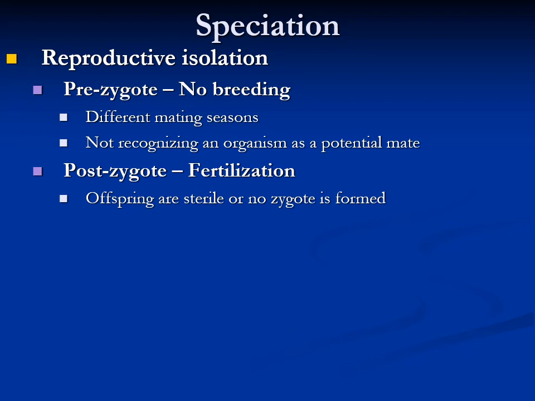Then you got post-zygote. This is when they did actually mate and fertilization occurred, where sperm fertilized an egg, but their offspring are sterile, which means they can't make more babies. Or they don't even get to a point where the baby fully develops. So I'm going to talk about a couple examples of those here at the end.